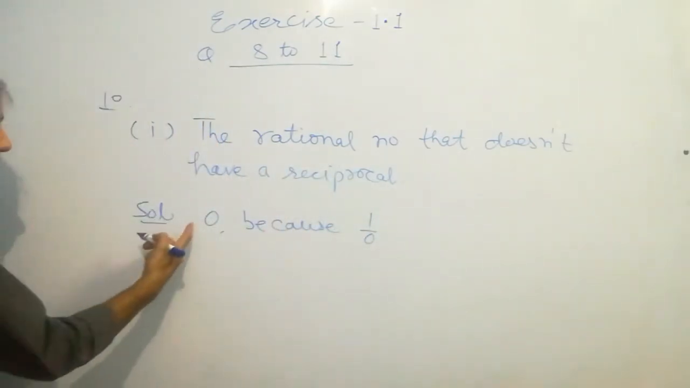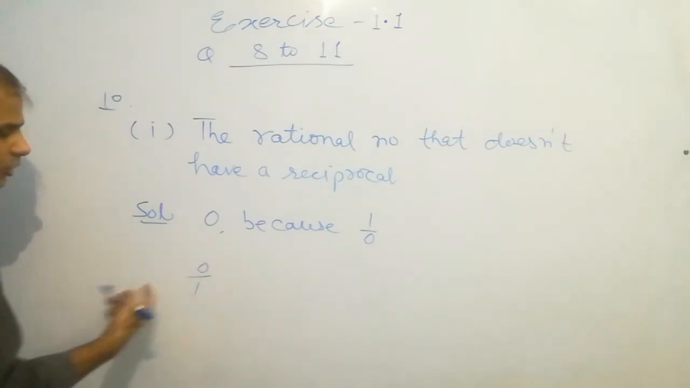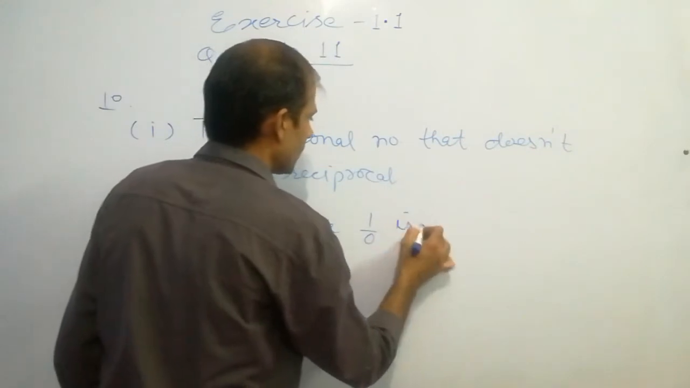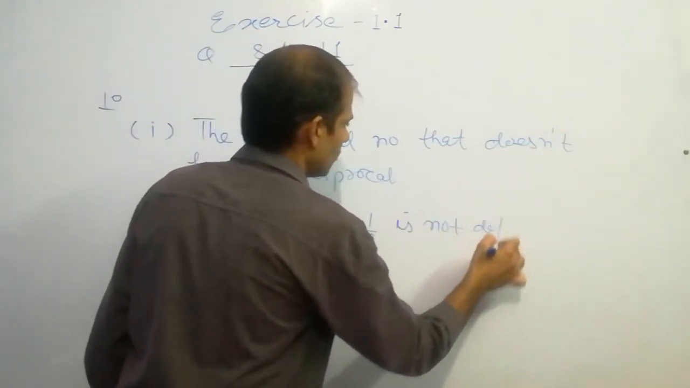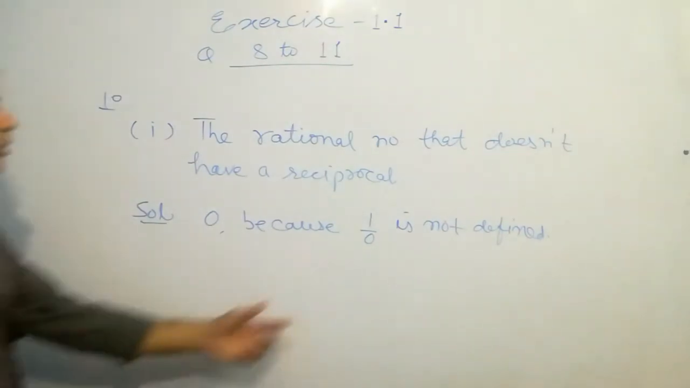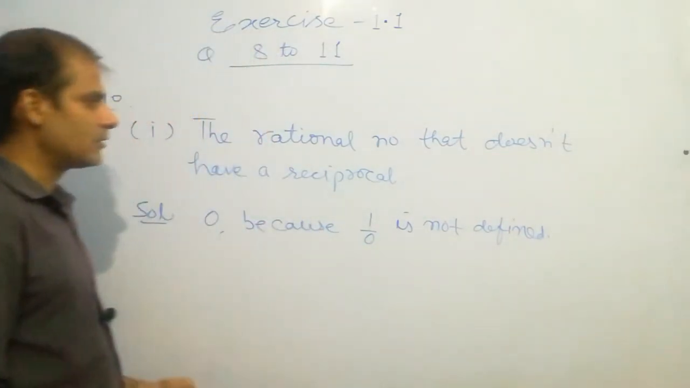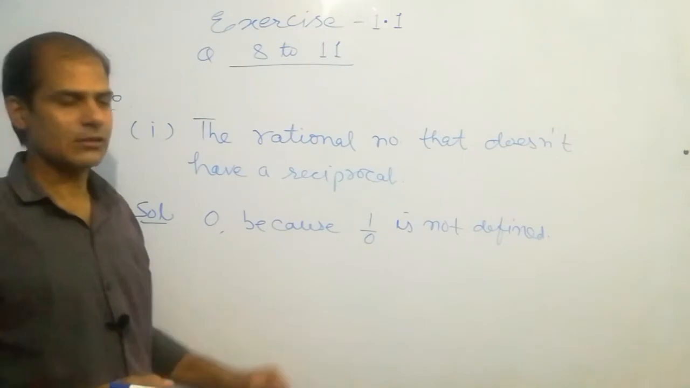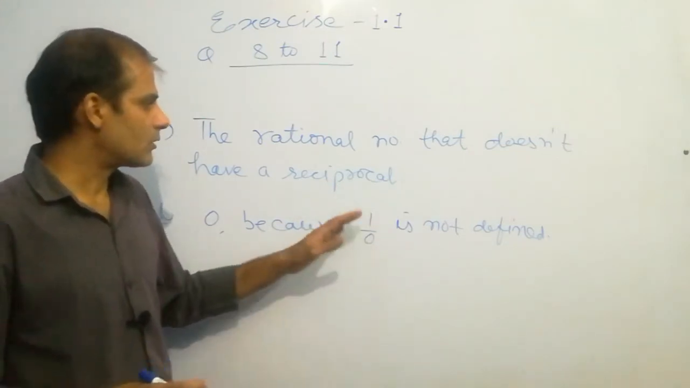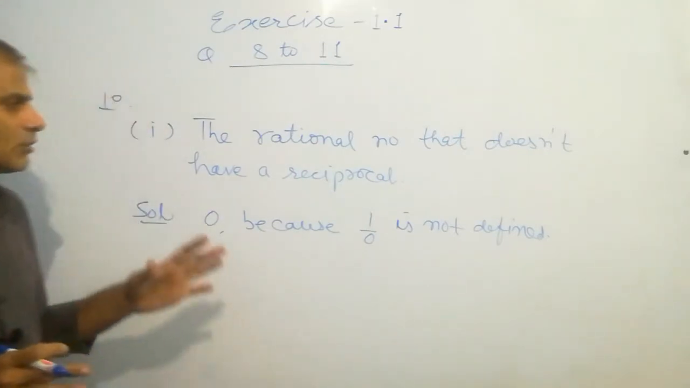Why? 0 can be written as 0 upon 1. So the reciprocal will be 1 upon 0, because 1 upon 0 is not defined. What is the meaning of this not defined? Not defined means we cannot determine the value of this. What is the value of 1 upon 0? Okay. So sometimes it is called infinite because it is not a number.